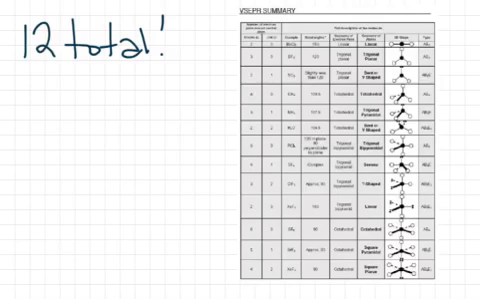The 12 shapes that you have to know are based on how many bonds are attached to the central atom, as well as how many lone pairs are on the central atom. So use the chart that you have in your textbook or on your reference sheet, and you just got to memorize them. So get going.